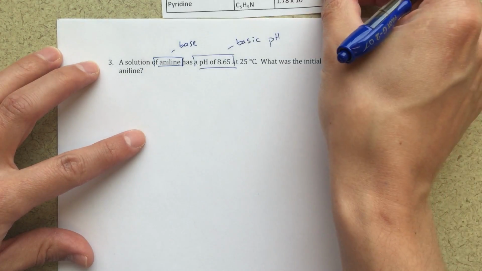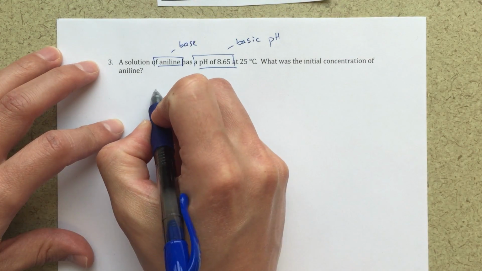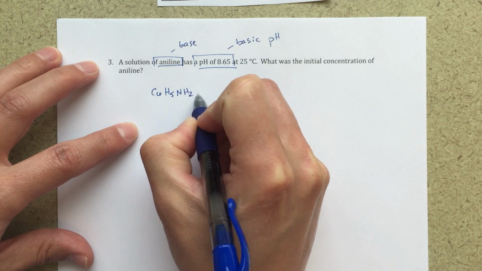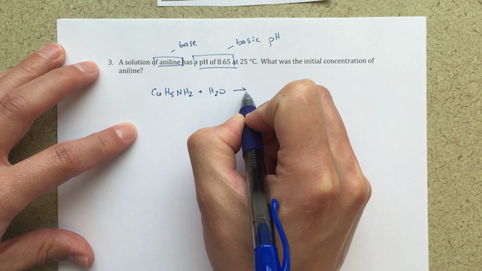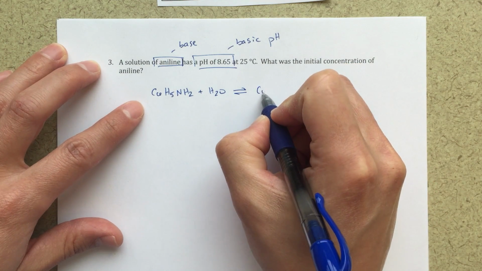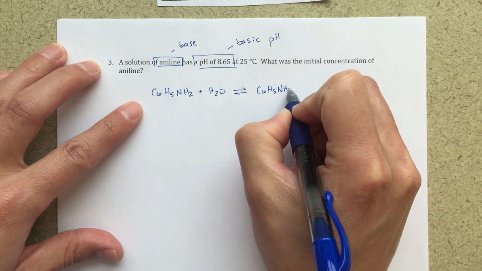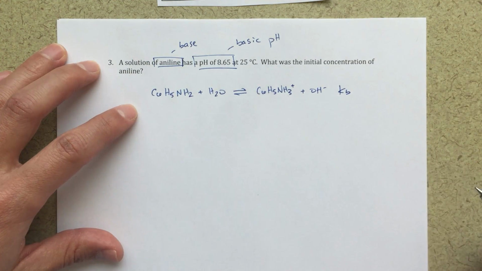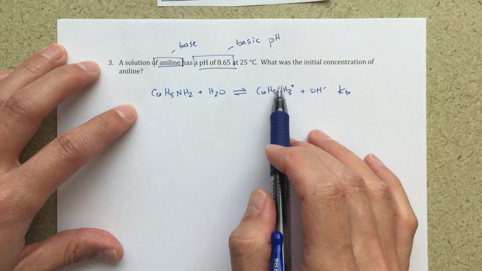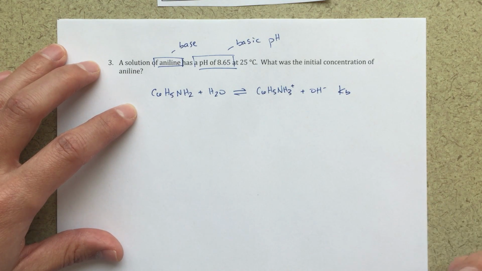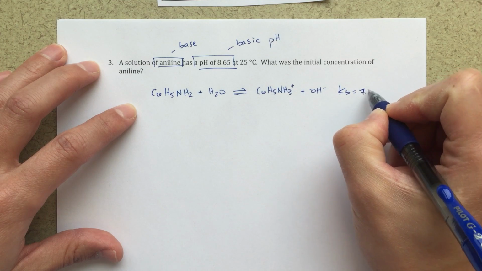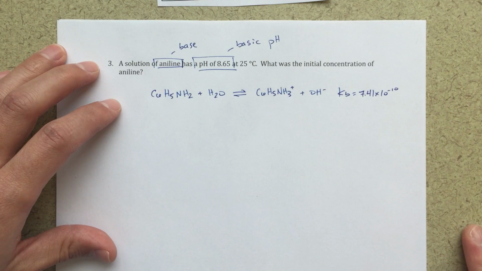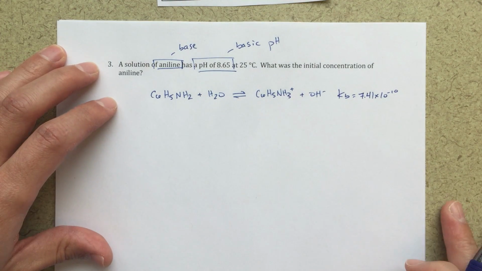So the first thing I would want to do is write out my Kb equilibrium reaction. C6H5NH2 plus H2O is in equilibrium with C6H5NH3 plus OH minus. This is my Kb. It fits the general form of a Kb: base plus water goes to HB plus OH minus. That's going to be Kb. And I know my Kb value, 7.41 times 10 to the minus 10th, from the table that was given. That's the first thing, orienting myself to the problem.